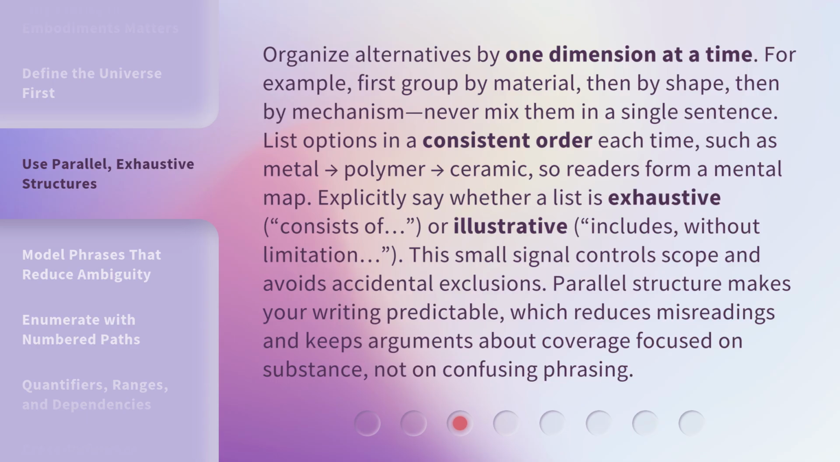a mental map. Explicitly say whether a list is exhaustive, consists of, or illustrative. Includes without limitation. This small signal controls scope and avoids accidental exclusions. Parallel structure makes your writing predictable, which reduces misreadings and keeps arguments about coverage focused on substance, not on confusing phrasing.